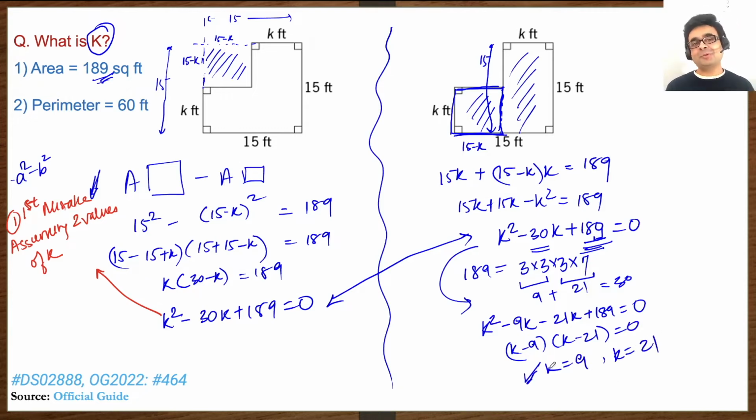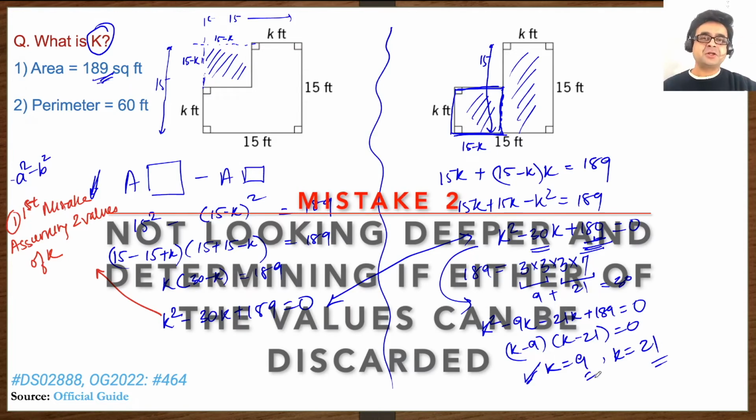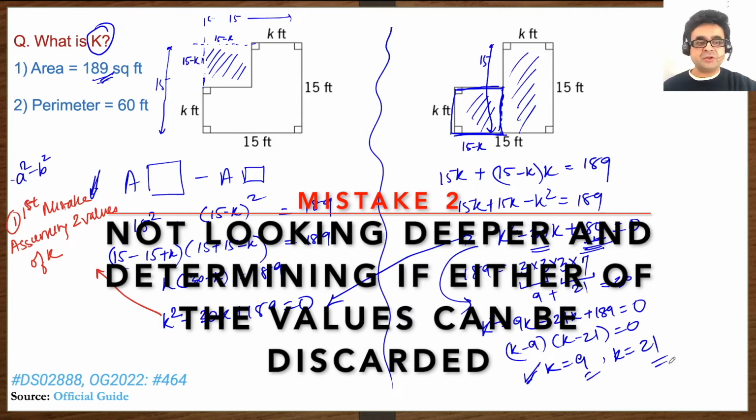You all are probably looking at me and saying, you see, it is two values. So why did we go all the way here? We get two positive values of k. There was just no point going further because two positive values of k are possible, and that is the mistake number 2. Mistake number 2 is not looking very deeply into these two values and just saying, oh, these are two values, both of these values are possible, so statement 1 is insufficient. That will again be a mistake, and here is the reason why.